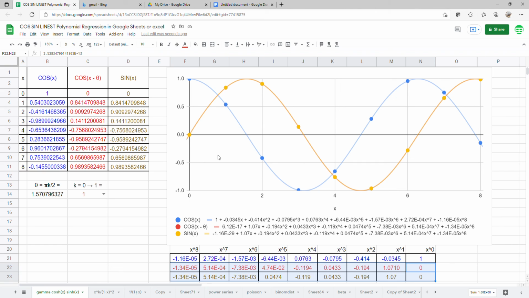This completes the use of data validation, the functions cosine and sine, array formula, and LINEST polynomial regression to show the movement of cosine x minus theta from cosine x to sine x.